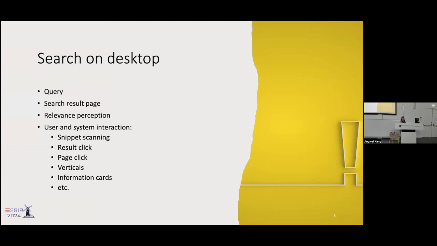In this phase, the user and the system have certain interaction, right? Certain behaviors like snippet scanning, result click, page click, and some information cards will be returned. So it's kind of like a back and forth process between the user and the system. Let's take a look at this example, which basically happens every day in our daily life.